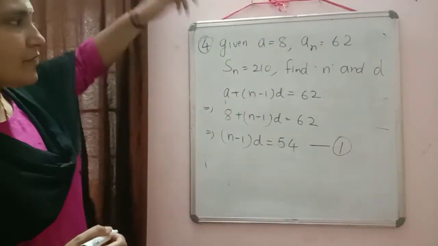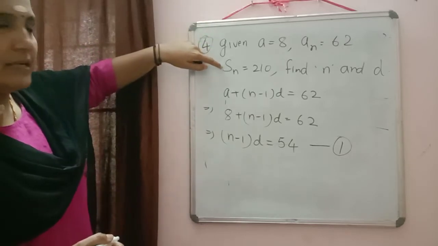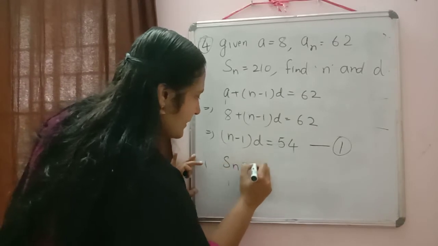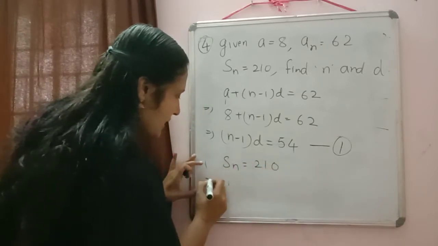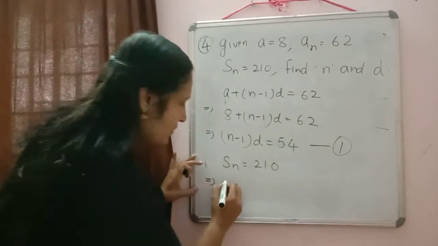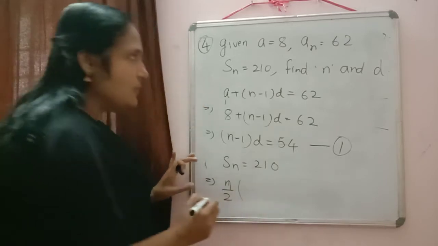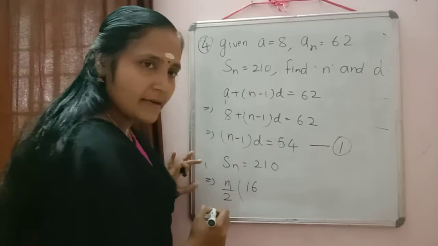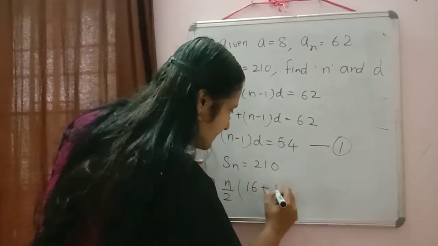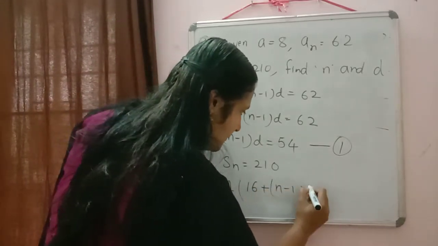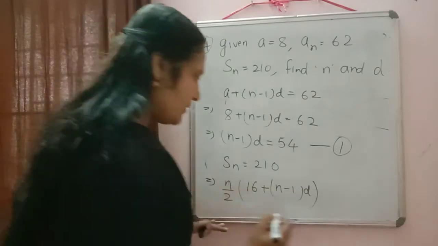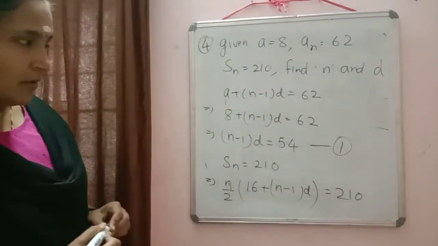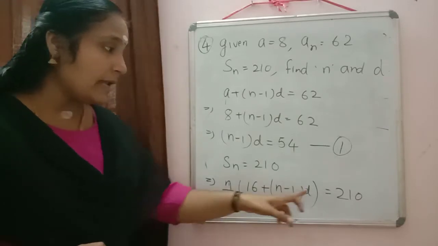Now we'll check from the next one what are the information which we will get. Sn is equal to 210 is given. So again value of n we don't know. n by 2 into 2a. In place of a we have 8. So 2 into 8, 16, plus n minus 1 into d. That also we don't know. Equal to 210 is given. Now here we have two unknowns, n and d.